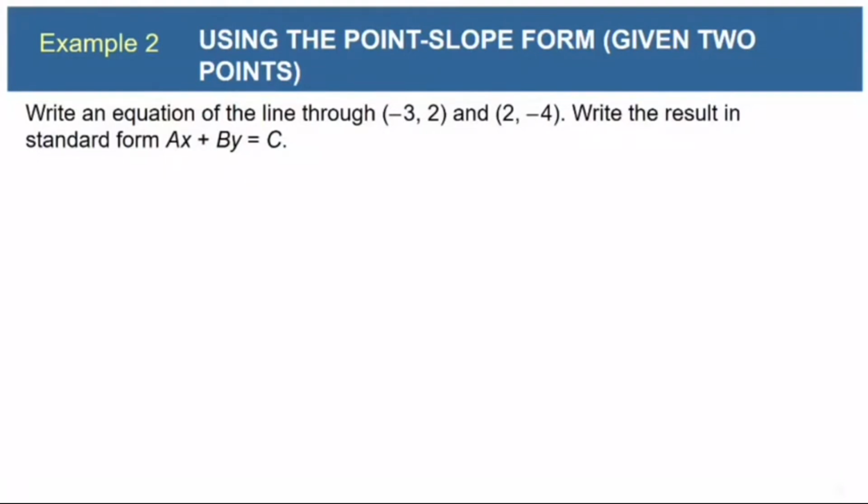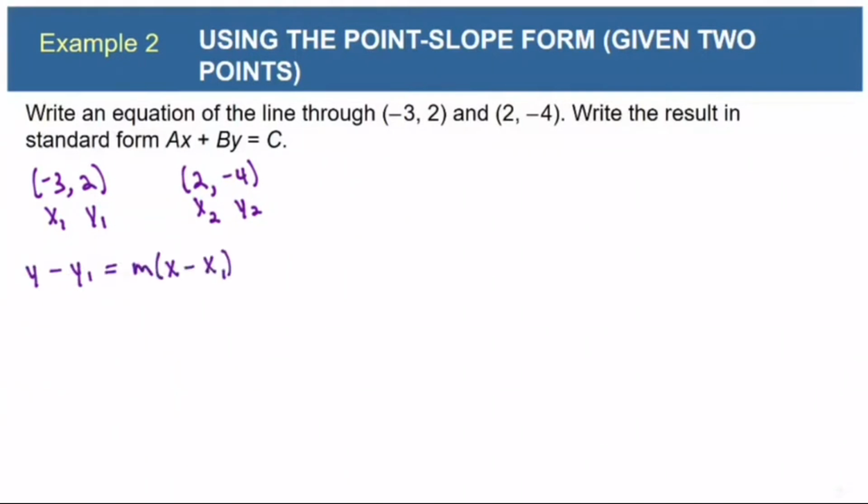Okay, let's write down what we have. We were given 2 points. I'll label them x1, y1 and x2, y2. And we also have our point-slope formula, and we also know we're going to need our slope formula. So let's go ahead and calculate slope. That would be y2 minus y1, which is negative 4 minus 2, over x2 minus x1, which is 2 minus negative 3. So we're going to end up with negative 6 over 5.